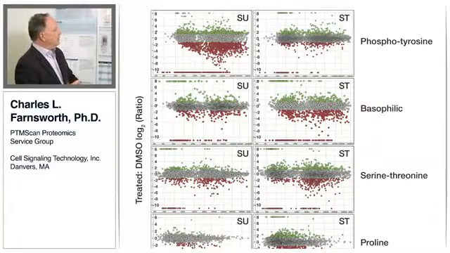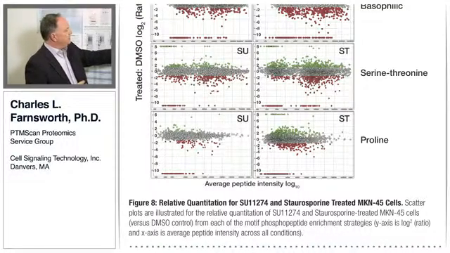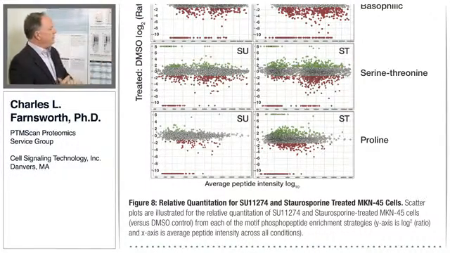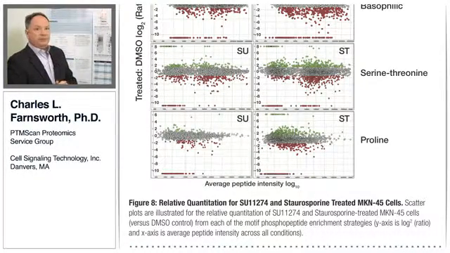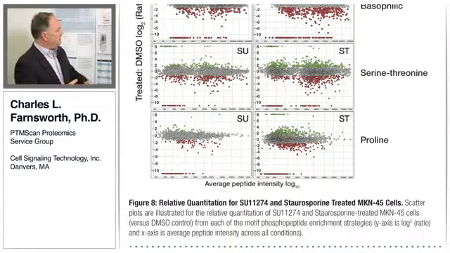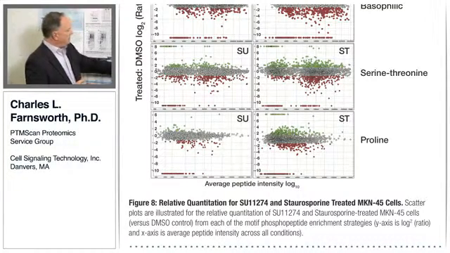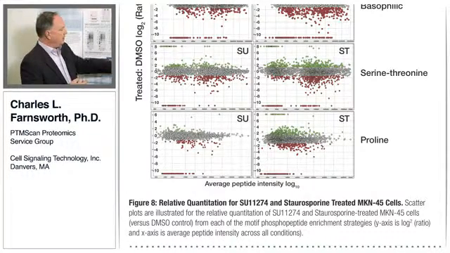Again, with the basophilic enrichment, we can see significant reductions with staurosporine treatment, as we'd expect, and more modest changes with the MET inhibitor. And as we mentioned previously with the MAP kinase pathway, with the proline results, we saw an increase in phosphorylation that's very clear here in the staurosporine treatment, and clearly less so in the SGI-1274.